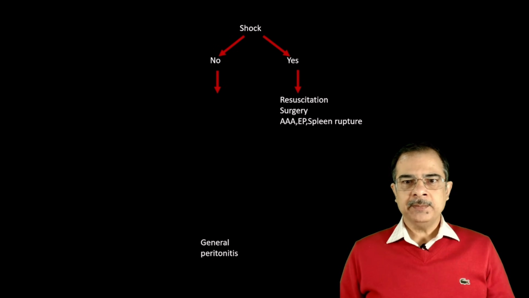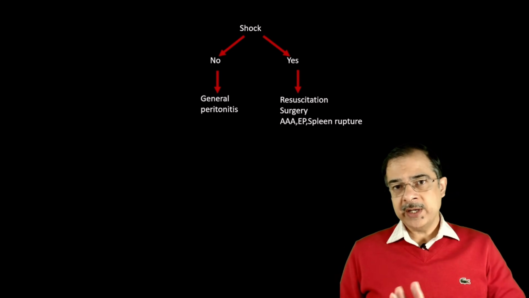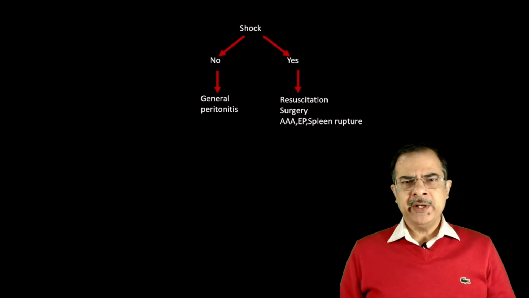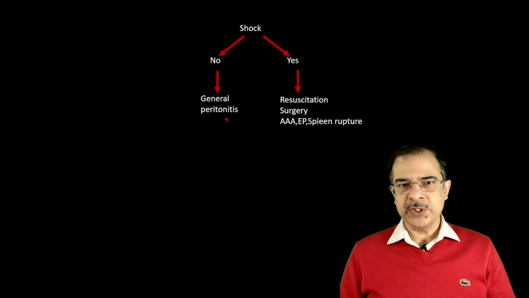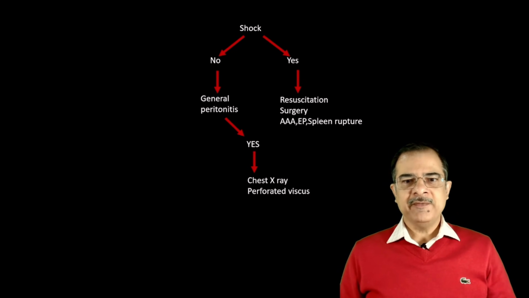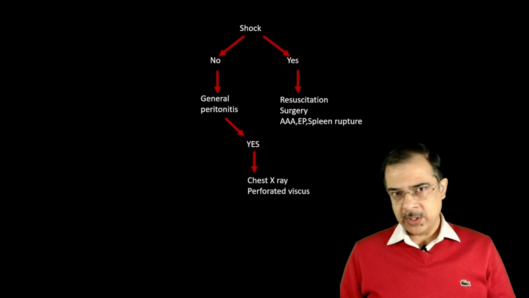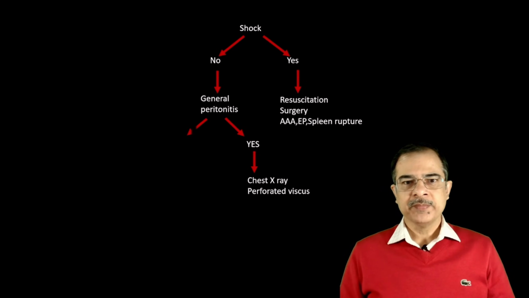If shock is not there, then we will assess whether there are signs of general peritonitis like rebound tenderness. Nowadays rebound tenderness is not done. We do just a light percussion, which will give us similar information. So if the signs of general peritonitis are there, then we will go for a chest x-ray, and we will look for a perforated bowel or intestine, where free fluid under the diaphragm can be seen.